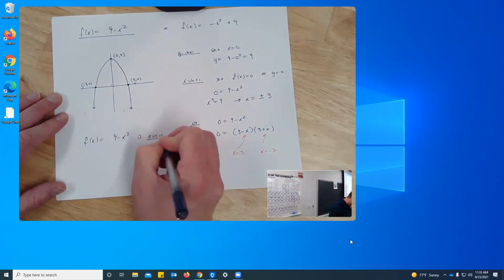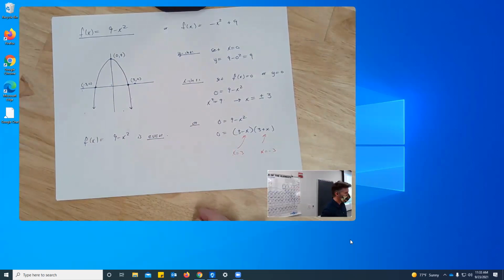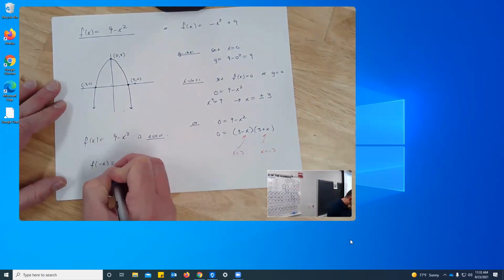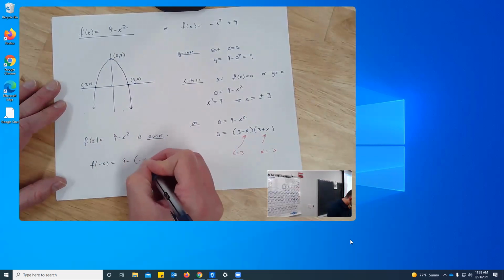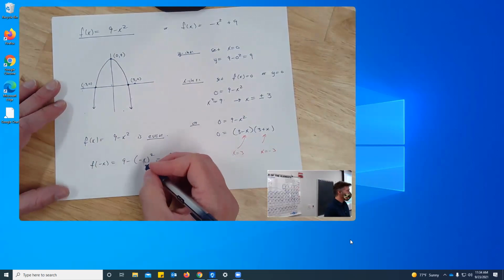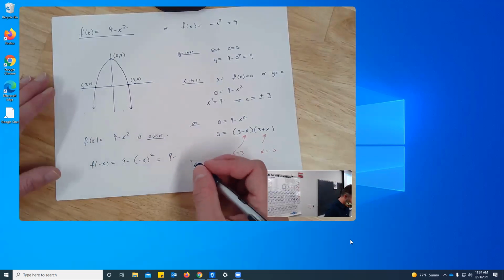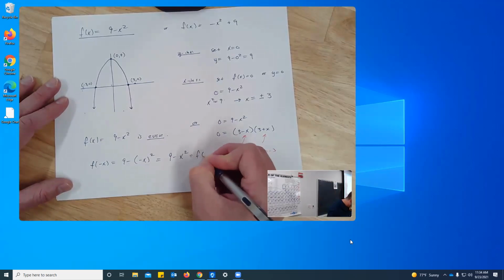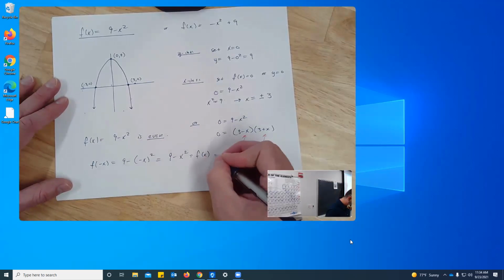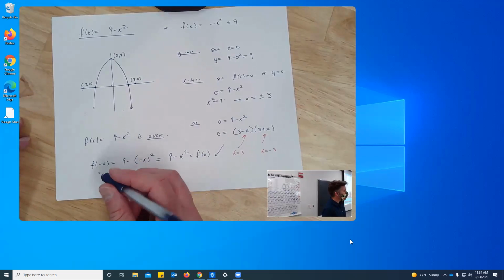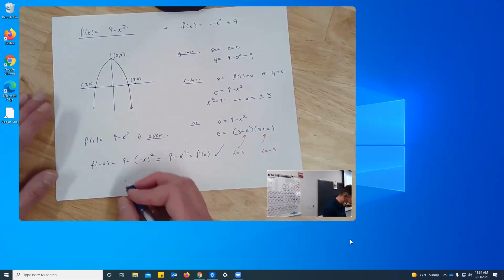And this function is also notably even. It has symmetry, right? And we could show it: f of negative x equals 9 minus negative x quantity squared, which is equal to 9 minus a negative times a negative is a positive, so it's equal to 9 minus positive x squared, which is the original function. Check. f of negative x is equal to f of x.